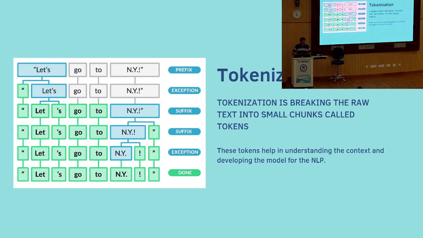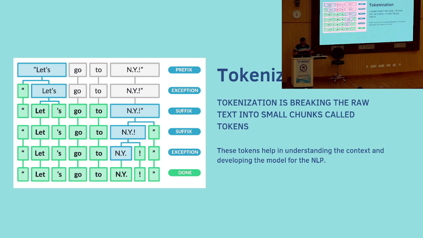Okay, the first one is tokenization. Tokenization is the breaking of the raw text into small chunks called tokens. These tokens help in understanding the context and developing the model for NLP. Tokenization can be done in many ways. There are many types: word-based tokenization, character-based tokenization, and subword-based tokenization.